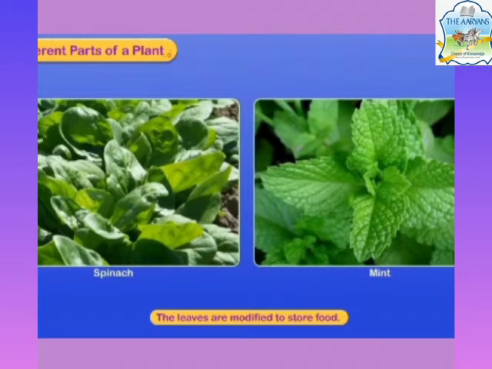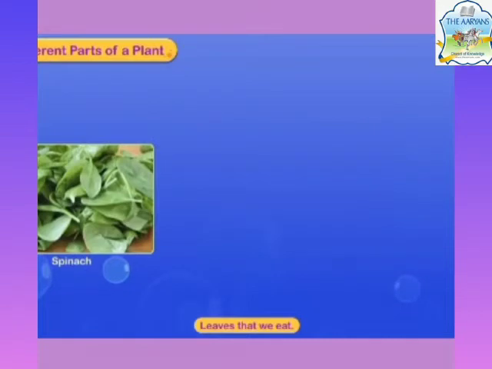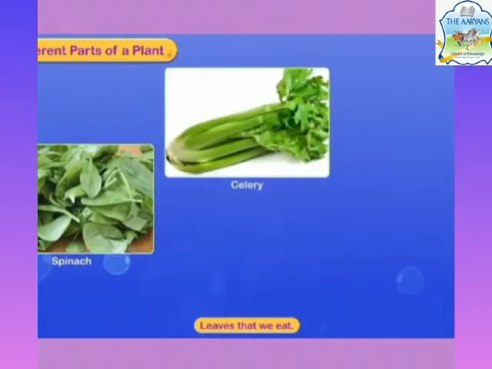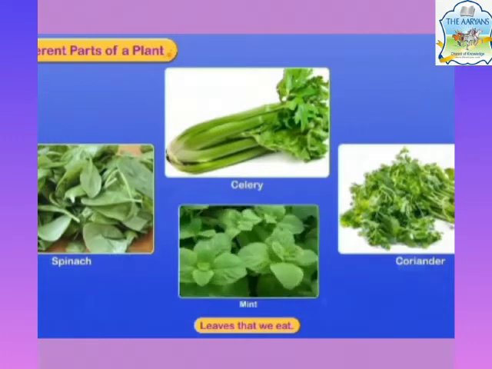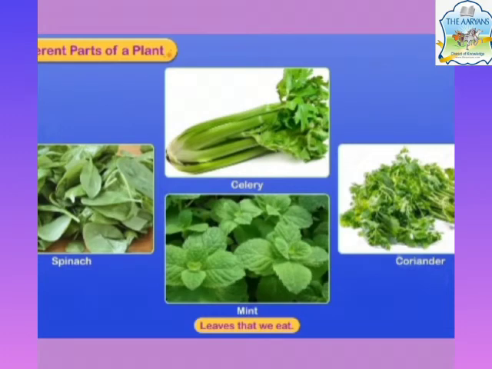These are some leaves that are modified to store food, that is spinach and mint. These are some leaves which we can eat, that is spinach, celery, coriander, mint. These are some examples of leaves that we can eat.